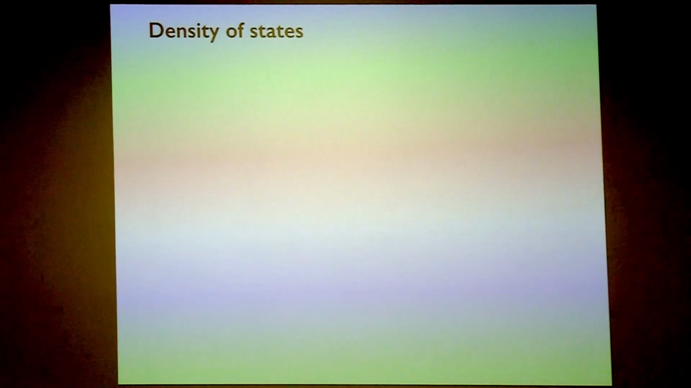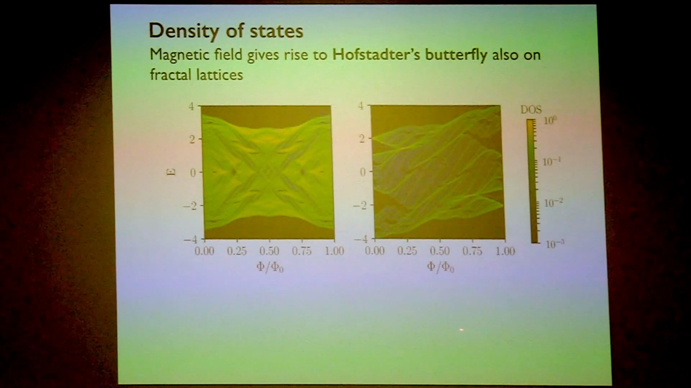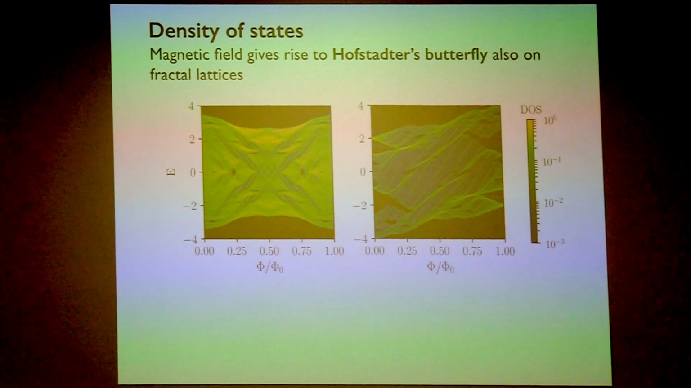Okay, so as a test, first of all, we would like to take a look at the spectral properties. Our first result was to plot the energy spectrum in the energy-magnetic flux plane. For regular lattices, we know that this gives rise to the so-called Hofstadter butterfly, the self-similar energy spectrum. And indeed, we have basically fractals on fractals in that case. So these are the results on the left for the carpet, and these are the results for the gasket.